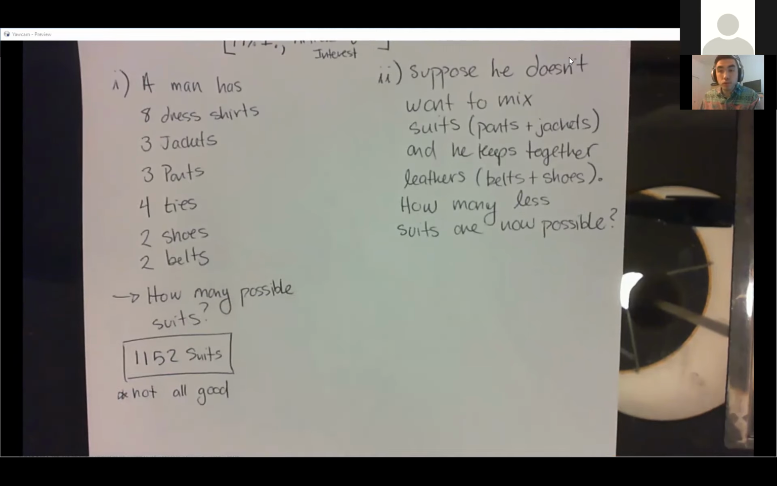And then item number 2, we enforce some extra arbitrary rules on here, and this is going to decrease our combinations, right? So what is that going to do? How many fewer combinations are there?